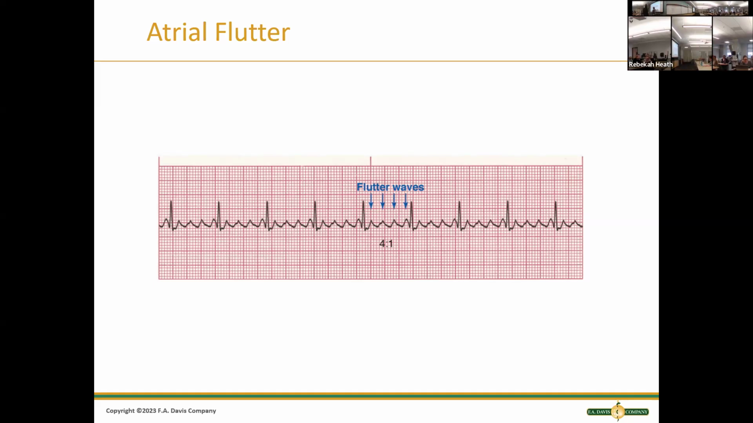There are 4 P waves. 1, 2, 3, 4. 1, 2, 3, 4. 1, 2, 3, 4. Each QRS complex has 4 P waves between each one. That's very common with atrial flutter.